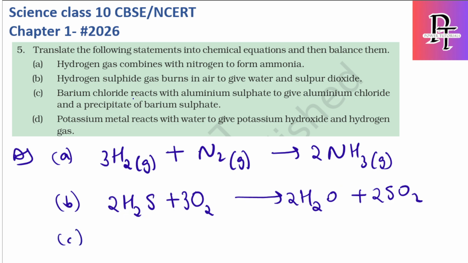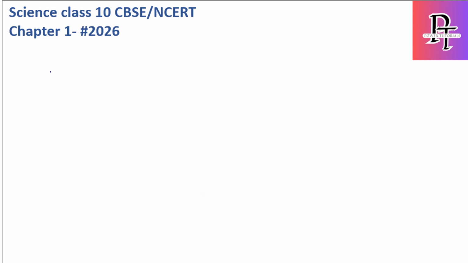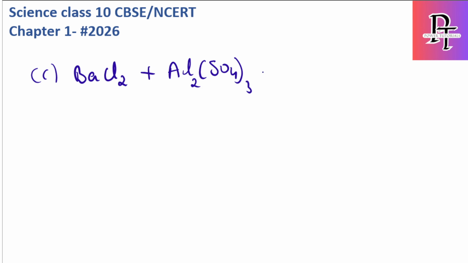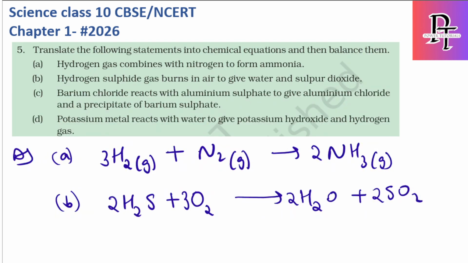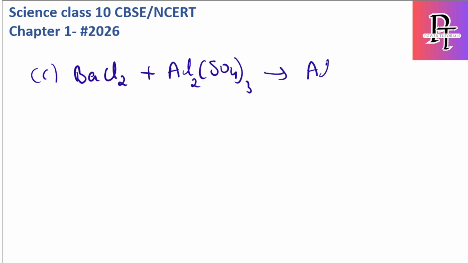Let's see third one. Barium chloride with aluminium sulfate. Barium chloride means BaCl2. I'll do one thing, I will see the C and D in the next slide. Barium chloride, aluminium sulfate. Aluminium is 3, sulfate valence is 2, so this becomes 2 and this becomes 3. Aluminium chloride, barium sulfate. Okay, let's balance this.